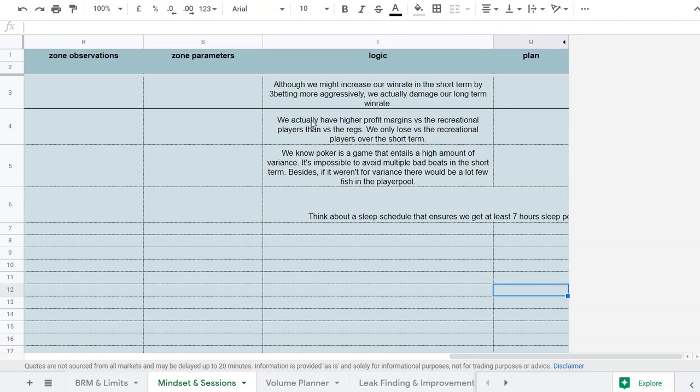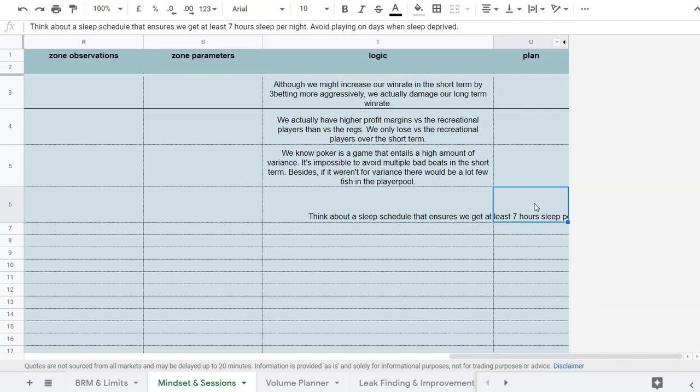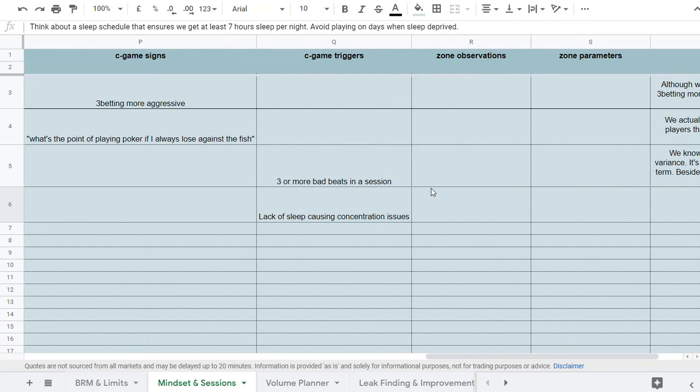So hopefully this illustrates the difference between the logic component and the plan. It doesn't make sense to have a logic component for lack of sleep. We need a physical plan to solve that problem. Now let's look at zone observations and zone parameters. To help us understand what these columns mean, we could think about them as A-game signs and A-game triggers. In essence, these are the same 2 columns as the first 2, but they deal with A-game, or playing in the zone, rather than C-game.